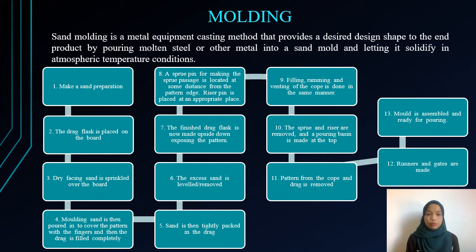Next, molding sand is poured in to cover the pattern with the fingers, and then the drag is filled completely. Step 5, sand is tightly packed in the drag. Step 6, the excess sand is leveled or removed. Step 7, the finished drag flask is turned upside down, exposing the pattern. Next, a sprue pin for making the sprue passage is located at some distance from the pattern edge. A riser pin is placed at an appropriate place. Step 9, filling, ramming and venting of the cope is done in the same manner.